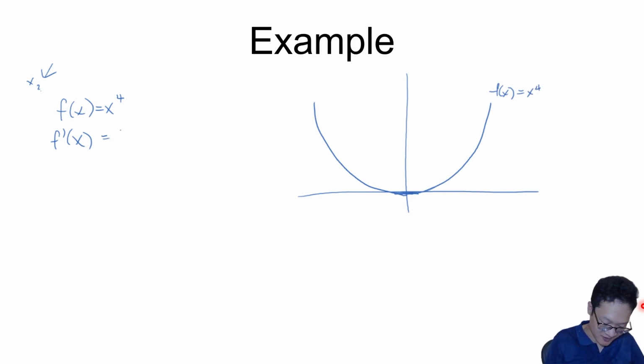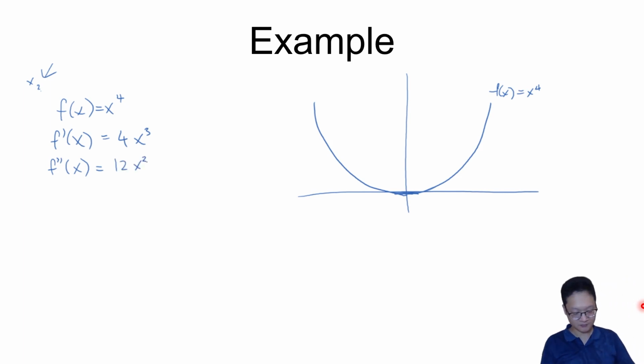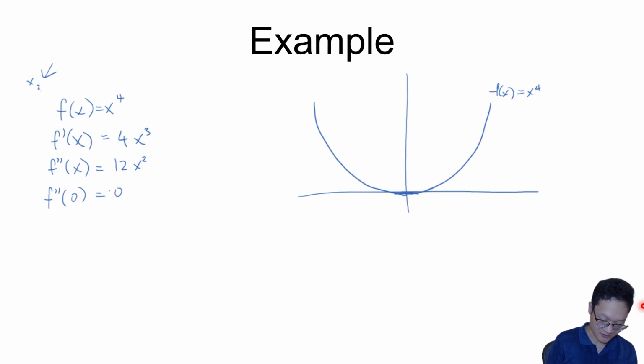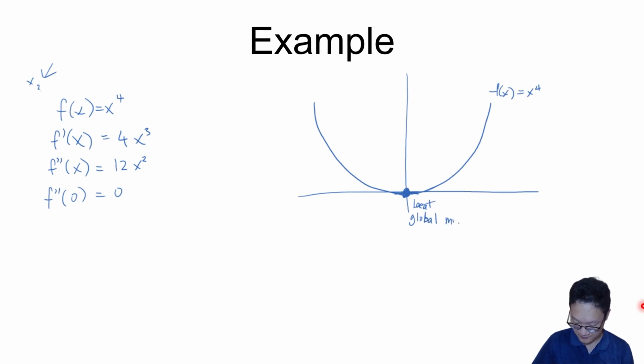So the first derivative is going to be 4x to the power of 3. Second derivative is 12x squared. So we can see that mathematically, f double prime of 0 is 0. But we know that at x equals 0, we have a local, in fact, a global minimum.